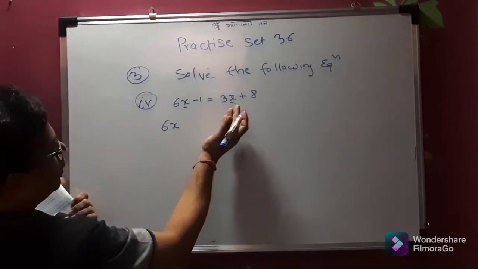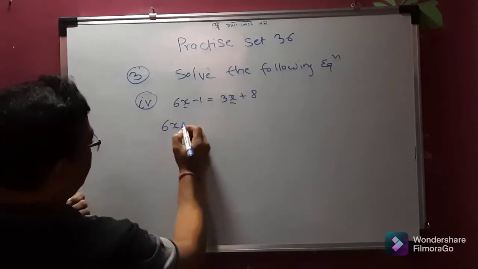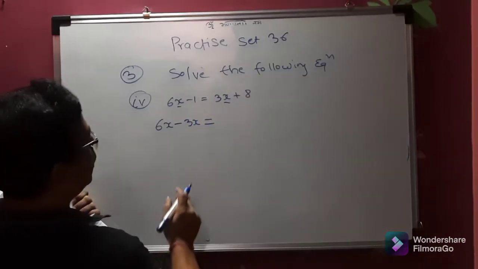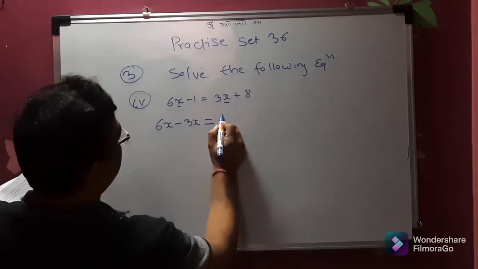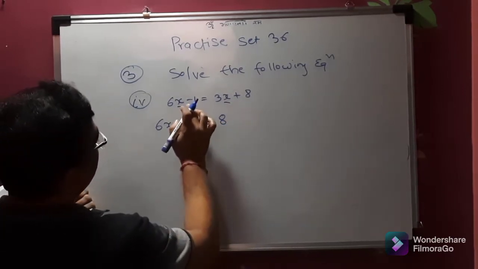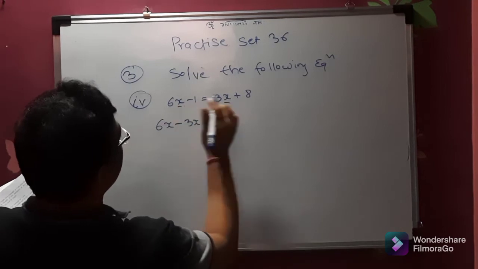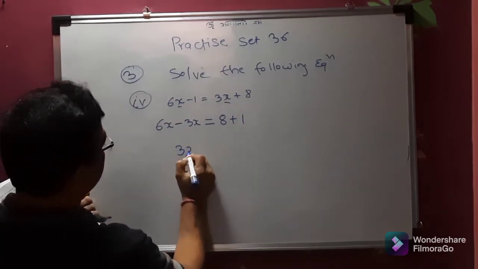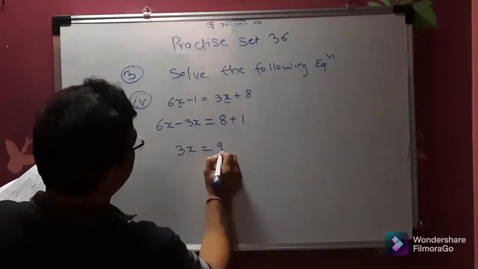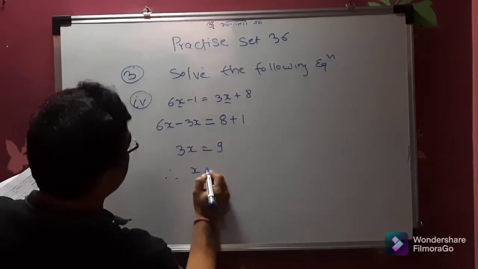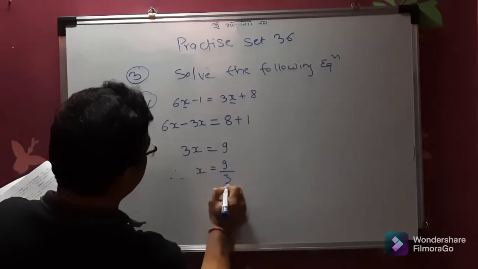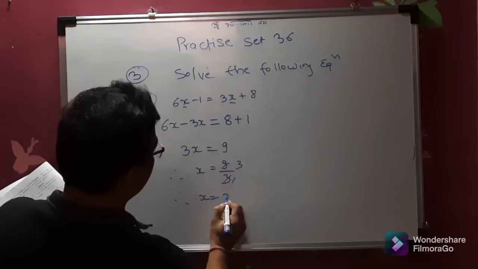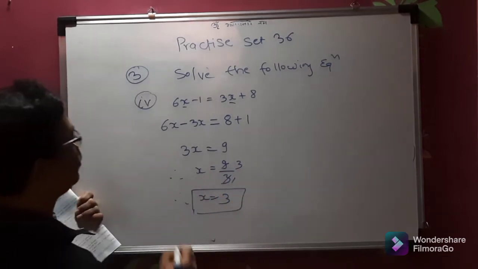When we move this 3x to the left hand side, it will become minus 3x. We keep the equal sign. Then here it will remain 8. We will move this minus 1 to the right hand side, and minus 1 will become plus 1. So 6x minus 3x will be 3x, and 8 plus 1 is 9. Therefore x is equal to 9 upon 3. So x is equal to 3, since 3 ones are 3, 3 threes are 9. So the answer is x is equal to 3.